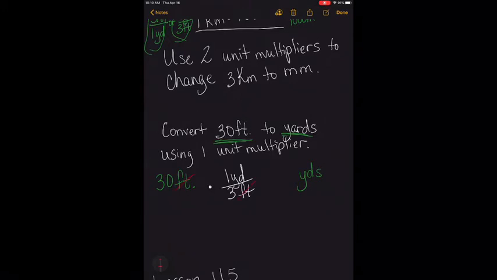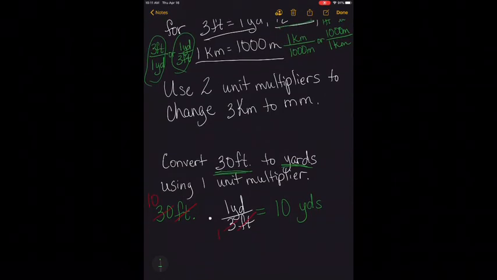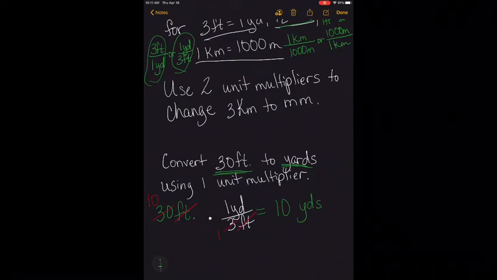First thing you want to cross cancel is your units to make sure that you're using the correct units. This way our feet cross out, and that's really what we want. And now we can cross cancel with our numbers too. Our 3 becomes 1 and our 30 becomes 10. So our final answer is 30 feet is equal to 10 yards. Okay, and we did so by using a unit multiplier.